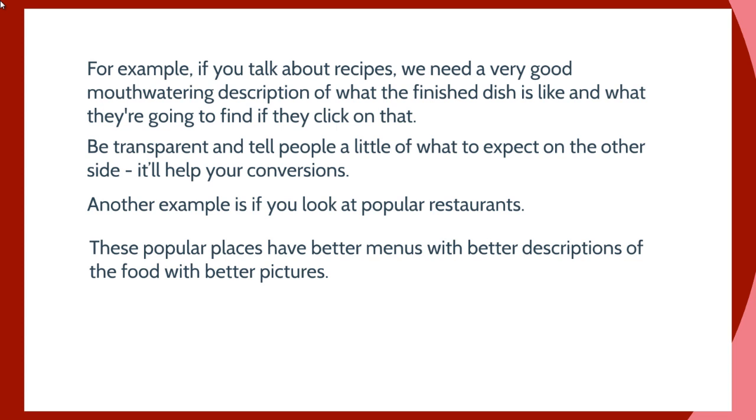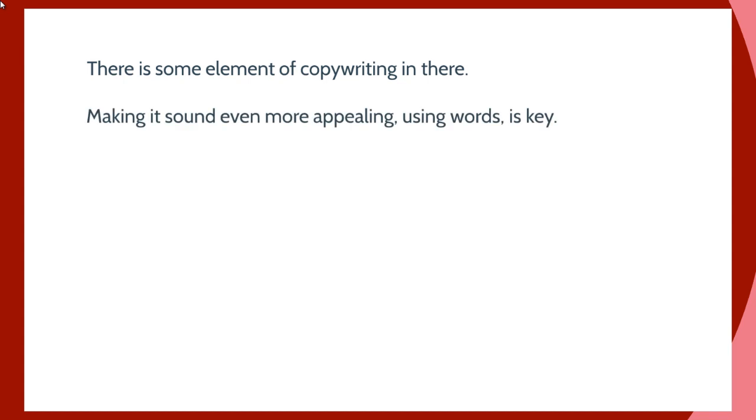Sometimes you can go on Google and do a search on the restaurant and find restaurants that you really like that are doing well, and see if they have a menu on their website, and see how they've laid things out and use those descriptions. But if you keep with what I talked about in the previous slide, which was saving time, saving money, and not as many ingredients or not as many steps, those elements actually can help convert really well. So there is some element of sales copywriting in there. Basically, making it sound even more appealing using words is key.